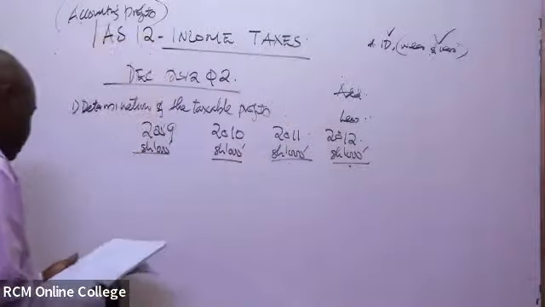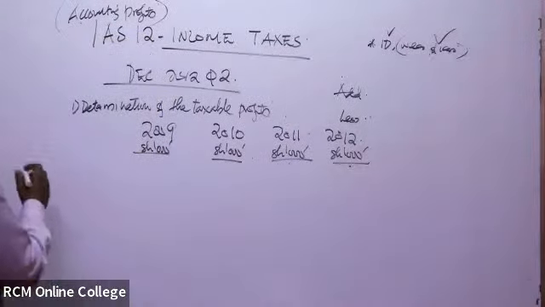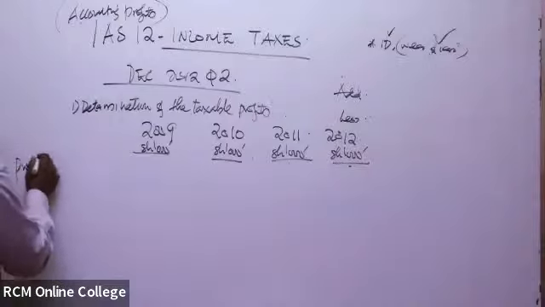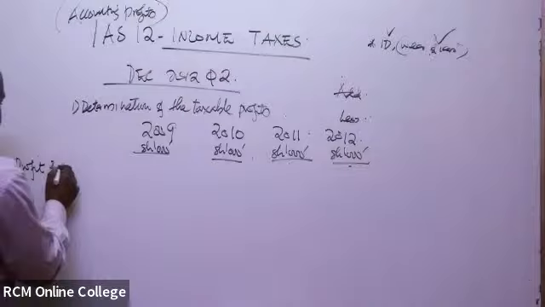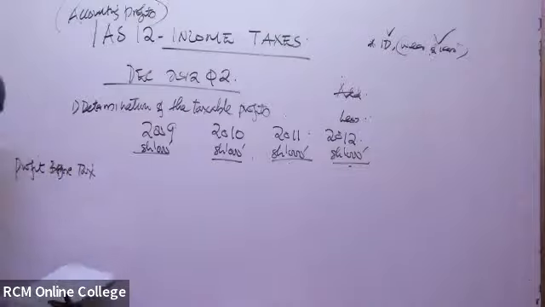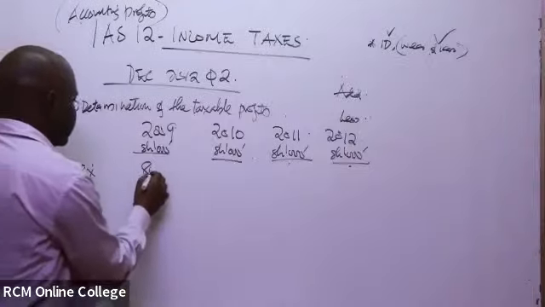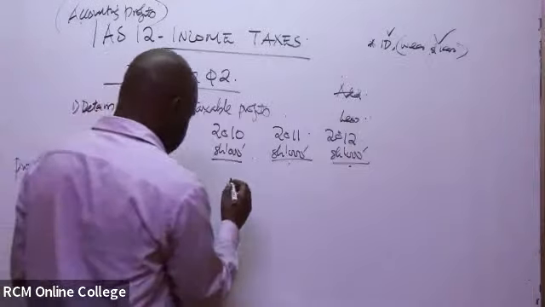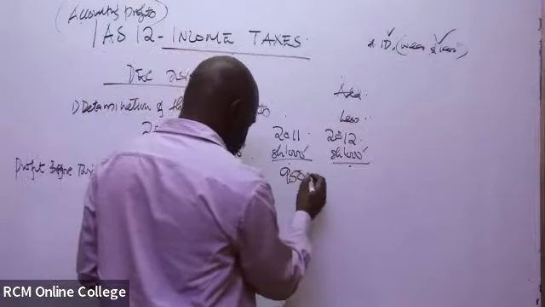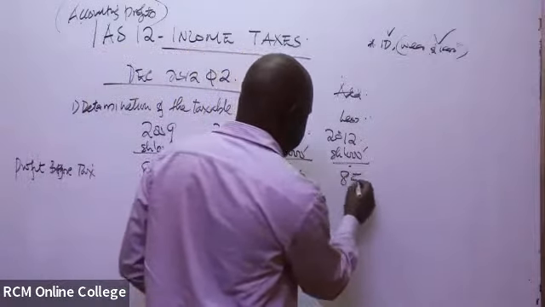So the profit before tax as per the books of accounts, from our table there, you can see it is 800,000. Then we have 900,000, then 950,000, and in this case we have 850,000.